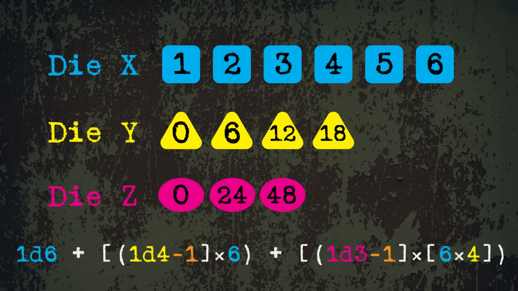Then returning to our formula, we see that the first die is 1d6, the second is 1d4 minus 1 times 6, the value of the first die, and the third is 1d3 minus 1 times 24, the product of the values of all preceding dice. And then from there, you could add a 4th, 5th, 6th die ad infinitum.